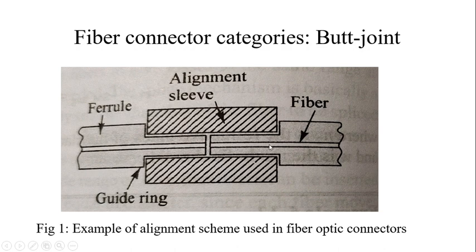This alignment employs a thin stainless steel, glass, ceramic or plastic cylinder known as a ferrule, and precision alignment using an alignment screw, as shown in the figure. This butt joint is used for both single mode and multi-mode systems.